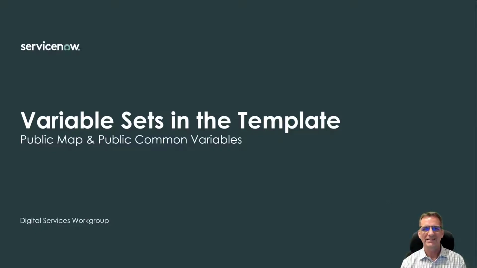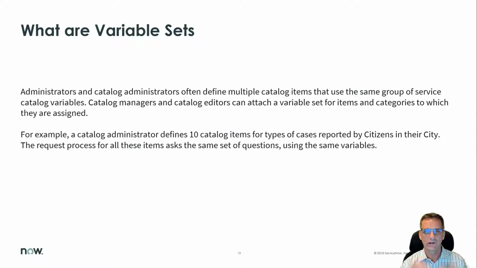Welcome again, everybody. Today we're going to go into some detail on the variable sets that you saw if you watched the prior demonstration. There's two different variable sets included in the public template. One is public map and one is public common variables. And those are the two I just want to cover some details on so you can understand what you're dealing with. Let's start with a little bit of a definition of variable sets.